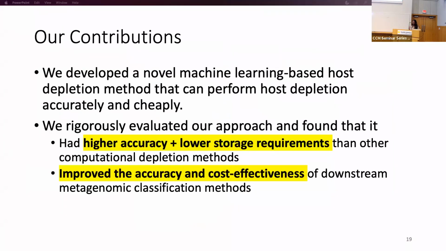So our contributions, just to summarize again, we developed a novel machine learning-based host depletion method that can perform host depletion accurately and cheaply. And we rigorously evaluated our approach and found that it had higher accuracy and lower storage requirements than other computational depletion methods, as well as improved the accuracy and cost effectiveness of downstream metagenomic classification methods.